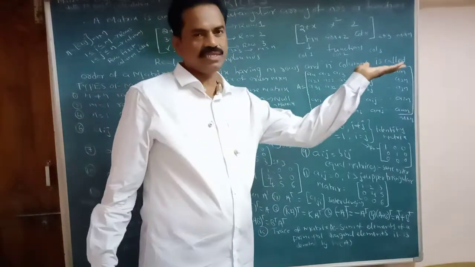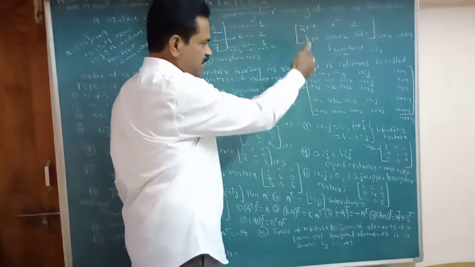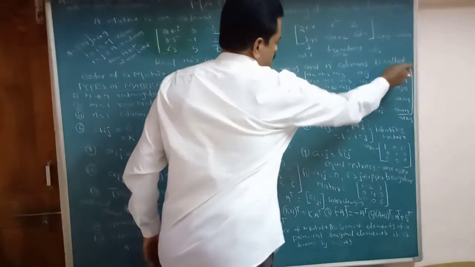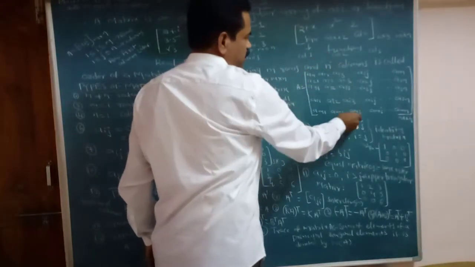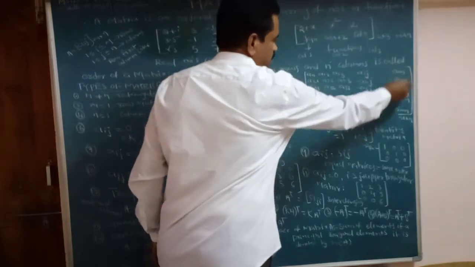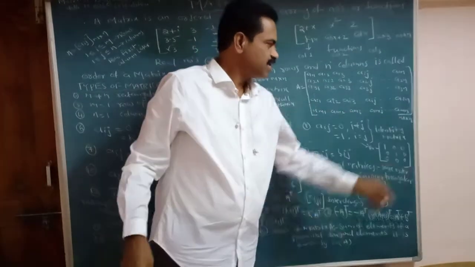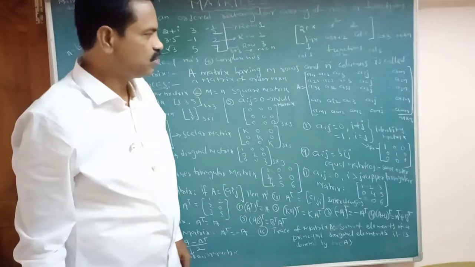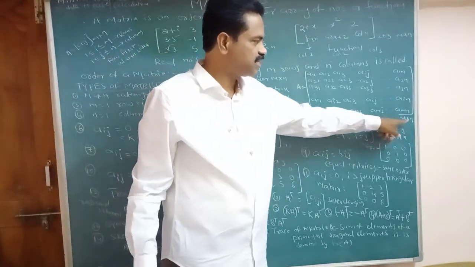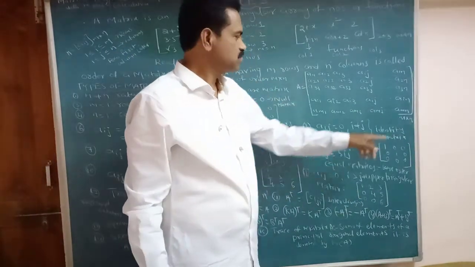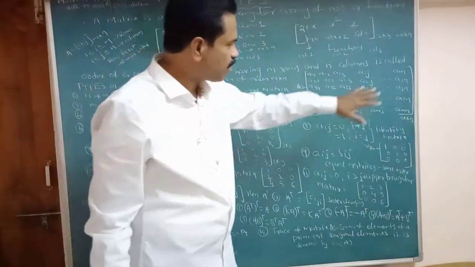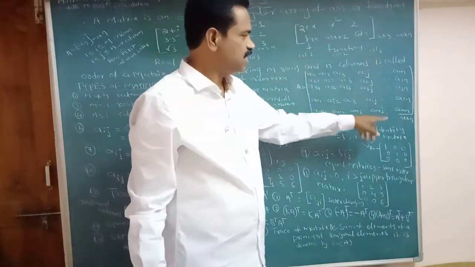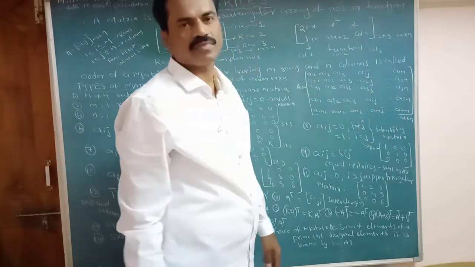This is M rows, and this is N columns: first column, second column, third column, j-th column, and N-th column. So it is an M by N matrix. First we write the rows and second we write the columns. So M rows and N columns, and the number of elements is M into N.